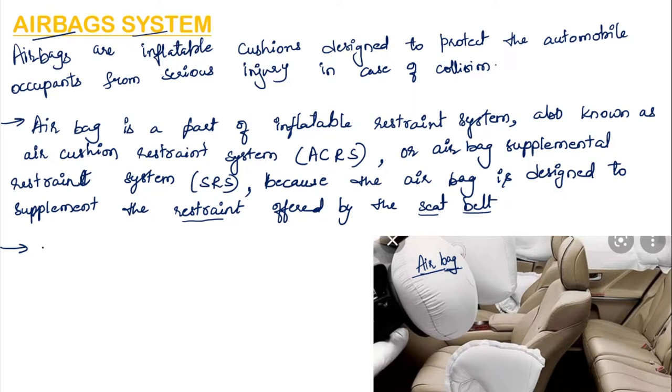So seat belts are needed to hold the occupants securely in place, especially in side impacts, rear impacts and rollovers. So seat belts are required for holding the occupant firmly in place, especially in side impacts, that is when a car is hit on the side, or rear, meaning from behind, or rollover, when the car rolls over and falls upside down. So in such cases, seat belts are needed to hold the person firmly in his or her place.